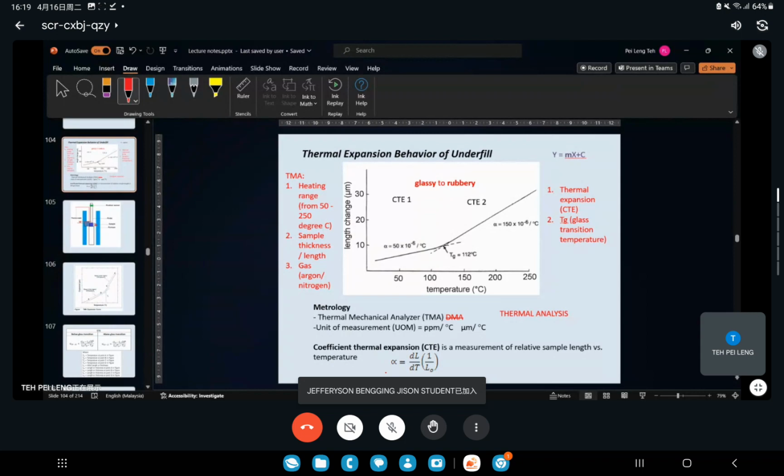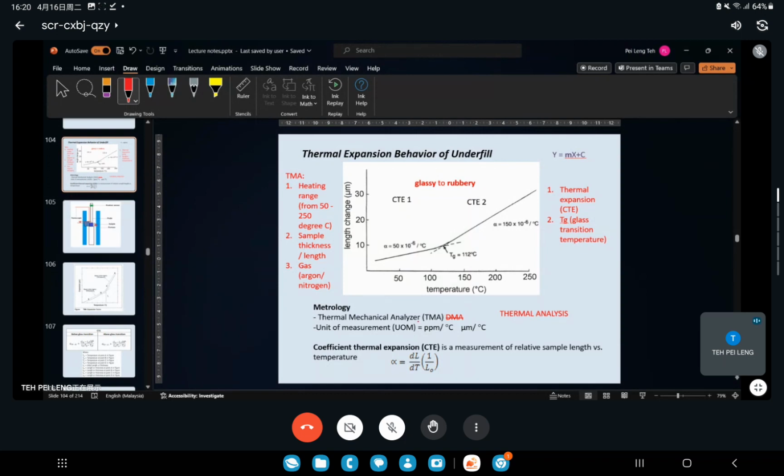This formula is very simple. You remember the slope, then divide by your L naught. Don't write dL dT over 1 over L naught later. That one is wrong. It is times 1 over L naught. Okay?